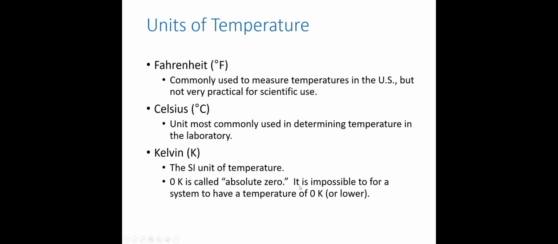So 0 Kelvin is called absolute zero. And we can't even get to 0 Kelvin. We can get extremely, extremely close using very sophisticated instrumentation. But we can't get to 0 Kelvin, and certainly we cannot get lower. So while Fahrenheit has negative temperatures and Celsius has negative temperatures, when we're measuring in Kelvin, we can get no negative temperatures.